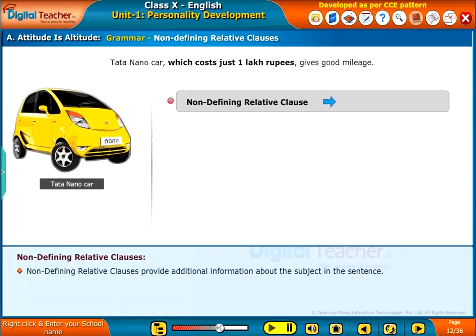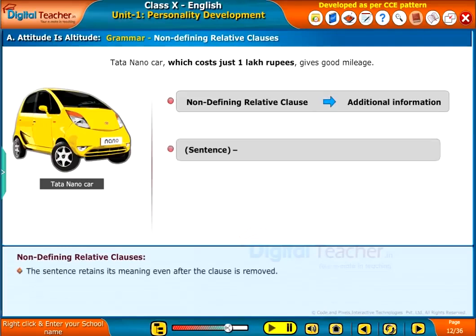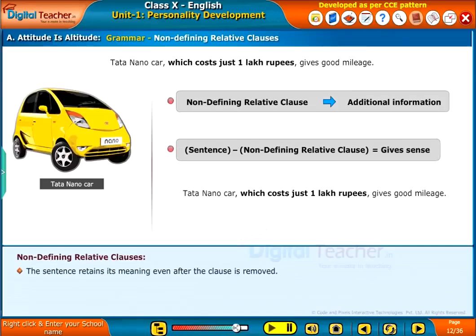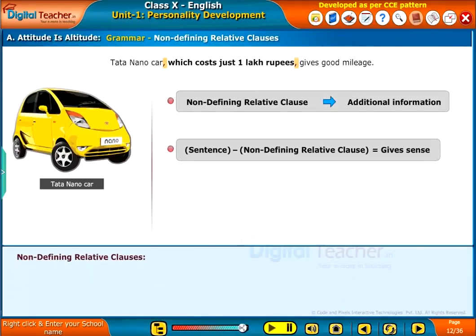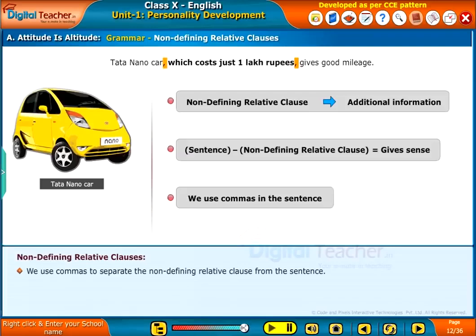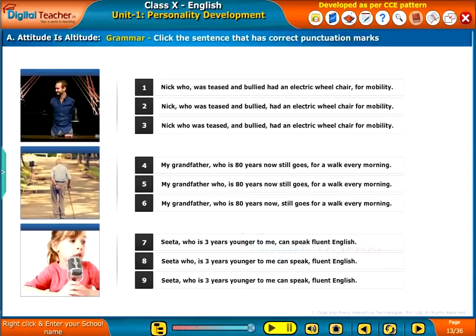Non-defining relative clauses provide additional information about the subject in the sentence. The sentence retains its meaning even after the clause is removed. We use commas to separate the non-defining relative clauses from the sentence. Click the sentence that has correct punctuation marks.